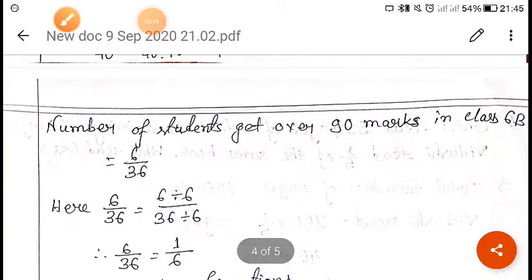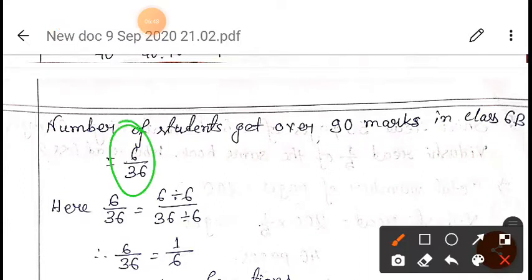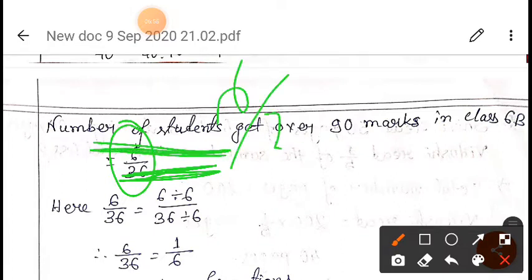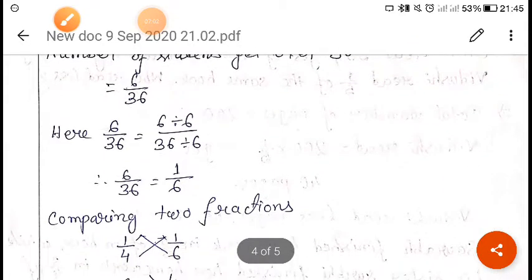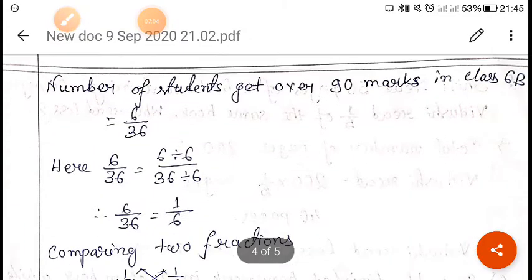Now again, the number of students who got 90 marks in 6B is what? 6 by 36. Okay, means total number of students is 36, and out of them 6 have scored 90 marks, so 6 by 36, so it will be 1 by 6, right? So we have got here 1 by 6 and this 1 by 4. So we will compare these two.